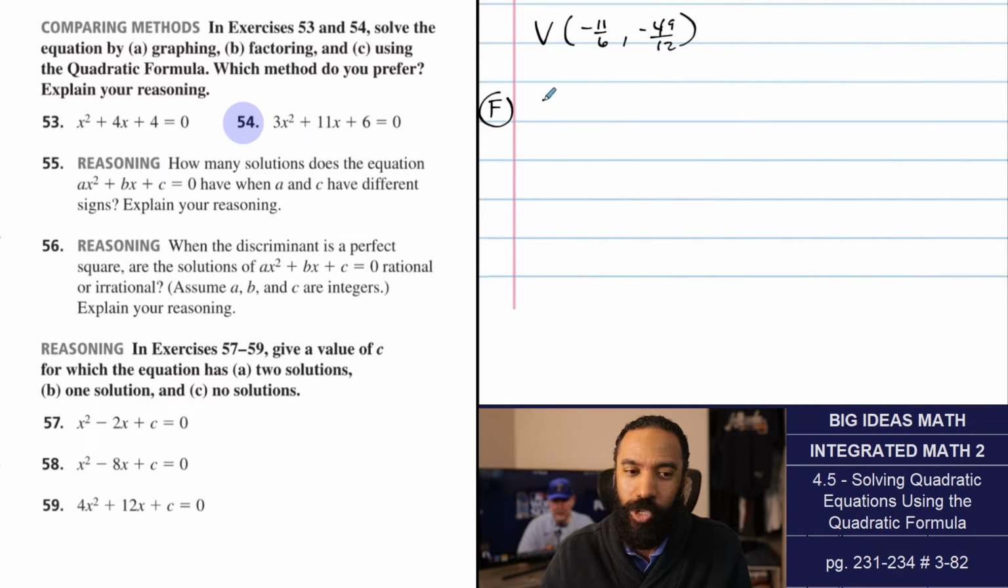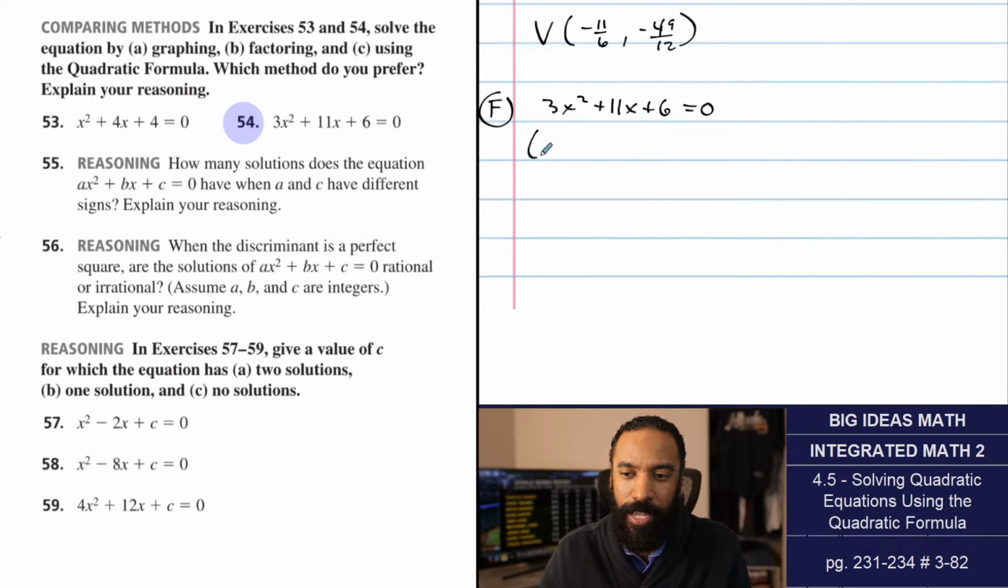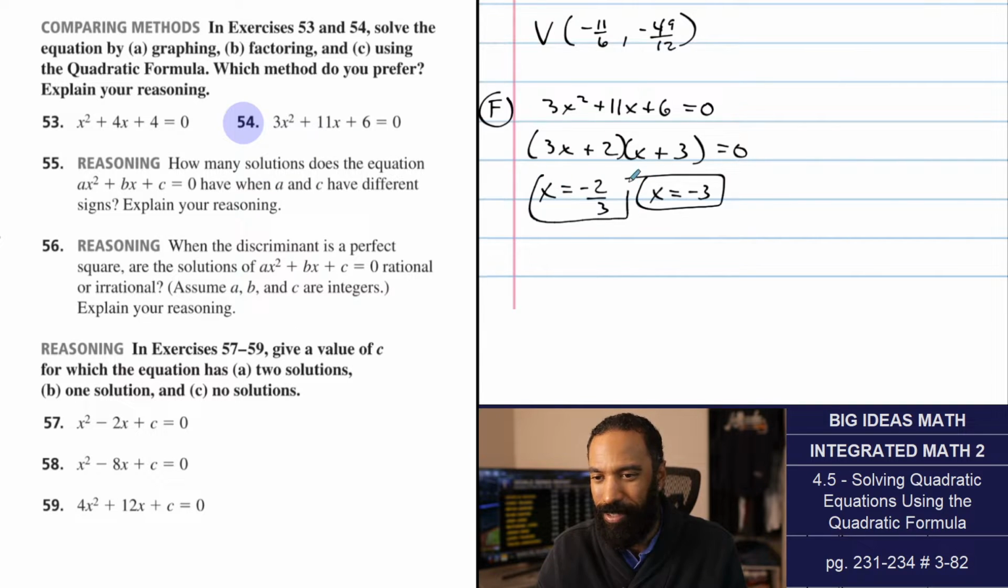We have 3x squared plus 11x plus 6 equals 0. I haven't tried to factor it yet, so let's try that. 3x and x. This would have to be the 3. If this is 3 and 2, it would work that way. 9 plus, yes, that works out. So yeah, negative 2/3 and negative 3. Yeah, I totally preferred graphing. You can see how opinionated I am when I do my videos.